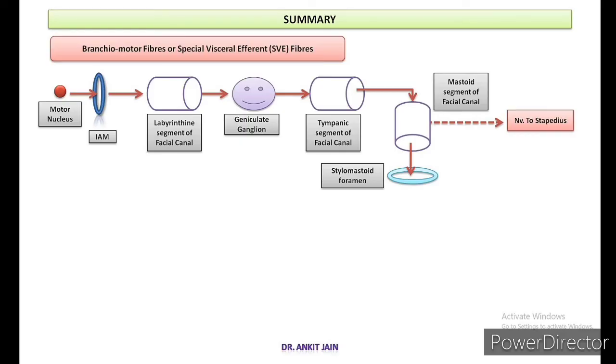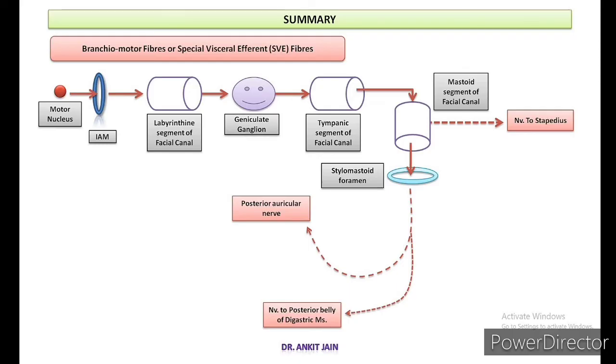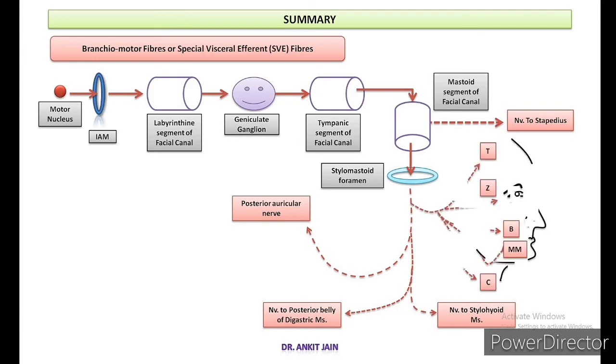Below this foramen, these fibers give posterior auricular nerve, nerve to posterior belly of digastric muscle, and nerve to stylohyoid muscle. After giving these branches, these fibers move towards the face and divide into five terminal branches, that is temporal, zygomatic, buccal, marginal mandibular, and cervical. Through these five terminal branches, these fibers supply the entire muscles of face.